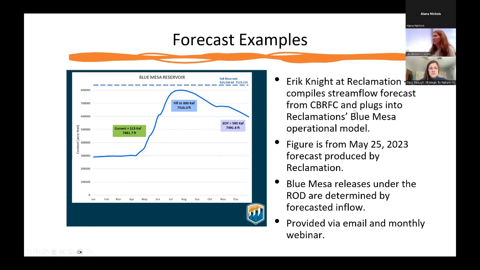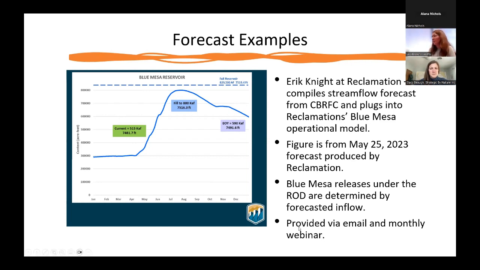So Reclamation is plugging in their information from CBRFC into their Blue Mesa Reservoir model. This figure, I grabbed this screenshot from the May 25th, 2023 forecast. So we're basically well into the runoff at that point. But Blue Mesa's releases under the record of decision are determined by that forecasted inflow. So having good CBRFC information at Blue Mesa is critical for Blue Mesa operations.